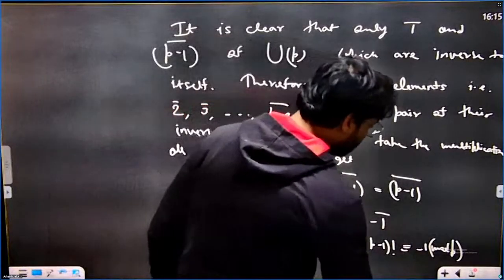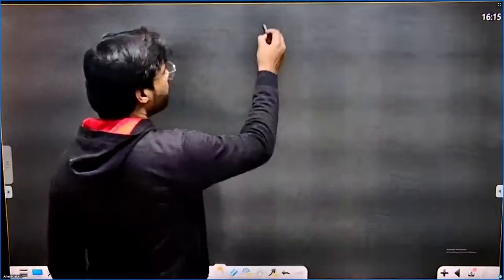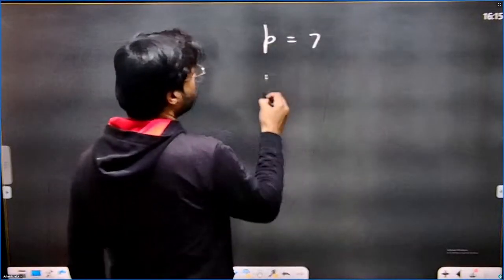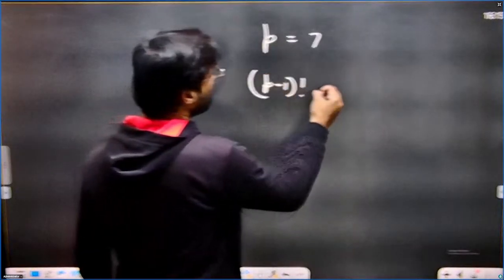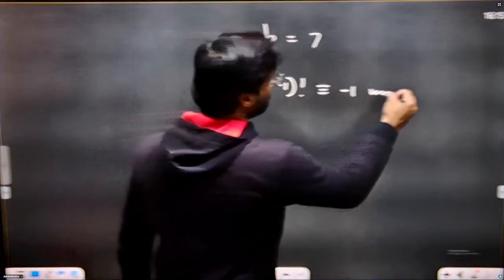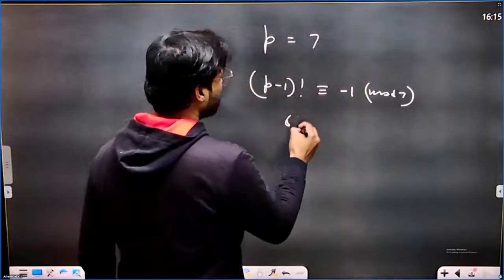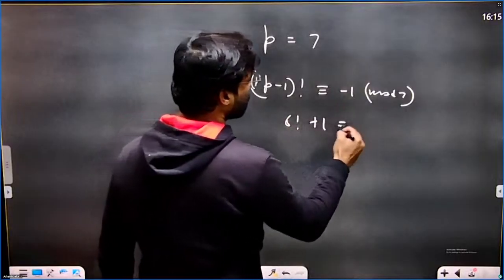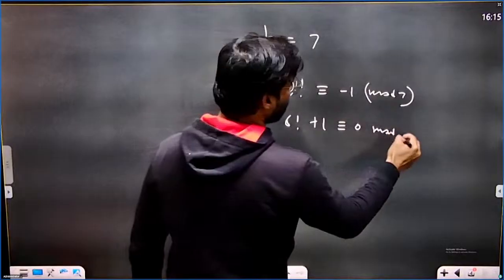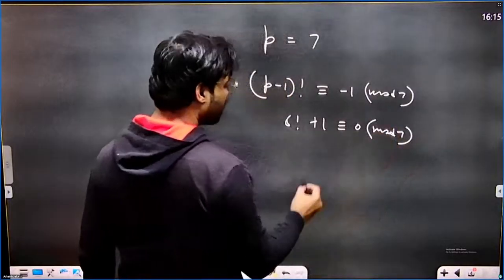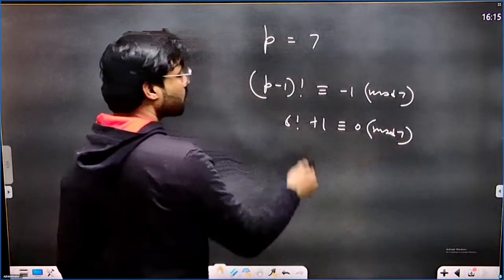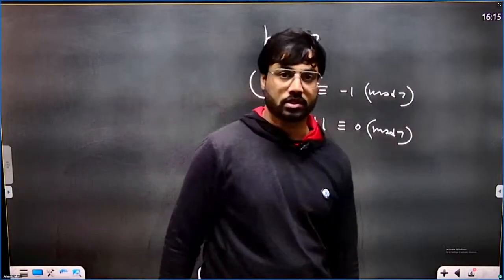So for any prime this condition holds. For example, if p equals 7, then factorial p minus 1 is congruent to minus 1 modulo 7, as 7 is a prime. Obviously 7 minus 1, that means factorial 6 plus 1, is congruent to 0 modulo 7. That means 7 will divide factorial 6 plus 1.